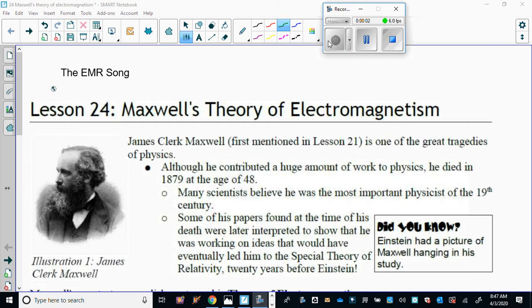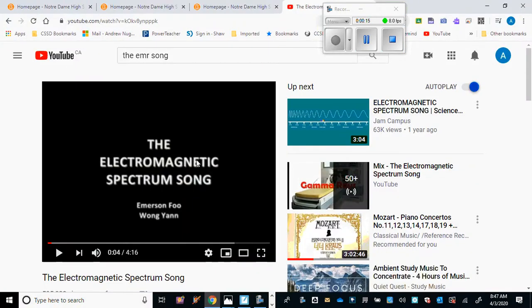Lesson 24 is Maxwell's theory of electromagnetism. And the first thing you should do is go to YouTube and Google the electromagnetic radiation song. Here's what it looks like. It's by Emerson, Fu, and Wang Yang, and it is probably my favorite song of all time. It's absolute gold. It's a classic.